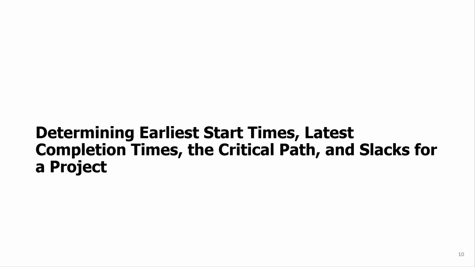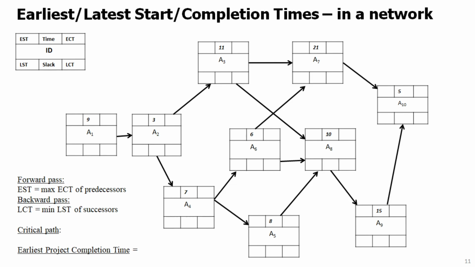Determining earliest start times, latest completion times, the critical path, and slacks for a project. If we analyze a project and we find out all the activities that the project requires, the durations or processing times for all of those activities, and precedence relationships, we can create a network representation of the project with activities represented by nodes of this network.